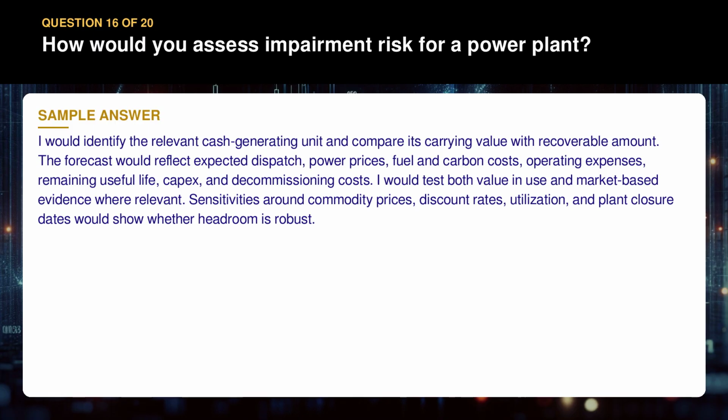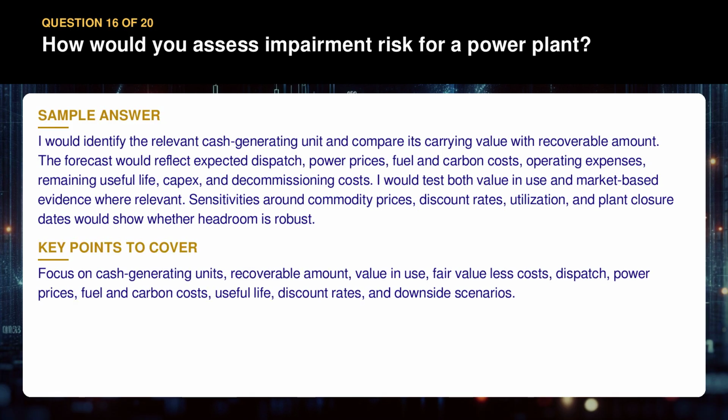Sensitivities around commodity prices, discount rates, utilization, and plant closure dates would show whether headroom is robust. Focus on cash-generating units, recoverable amount, value in use, fair value less costs, dispatch, power prices, fuel and carbon costs, useful life, discount rates, and downside scenarios.